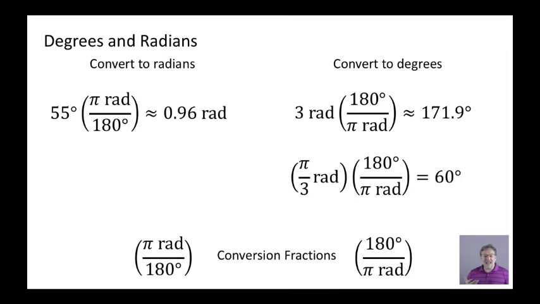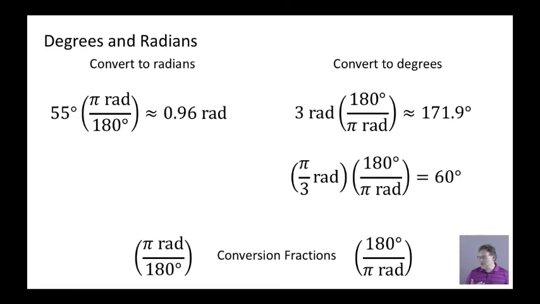Now that sounds, again, convoluted, but let's multiply it by our conversion fraction. You can see there's 180 degrees on top and pi radians on the bottom. Aha! We can cancel those two pi's, the pi on top and the pi on the bottom. Also, the units cancel for radians, and all we're left with is 180 degrees on top and that 3 on the bottom, on the left-hand side there. 180 divided by 3 is 60 degrees.